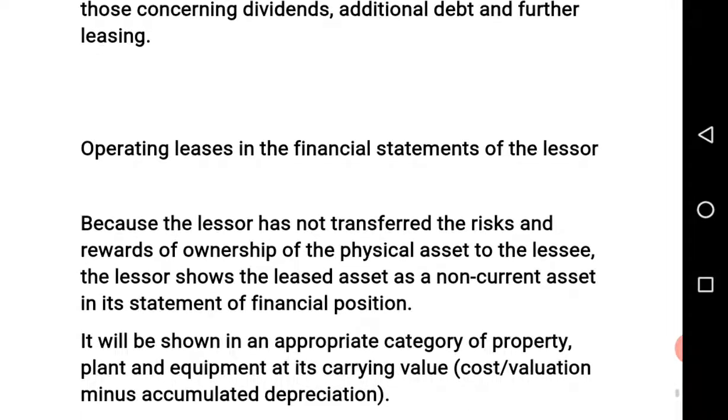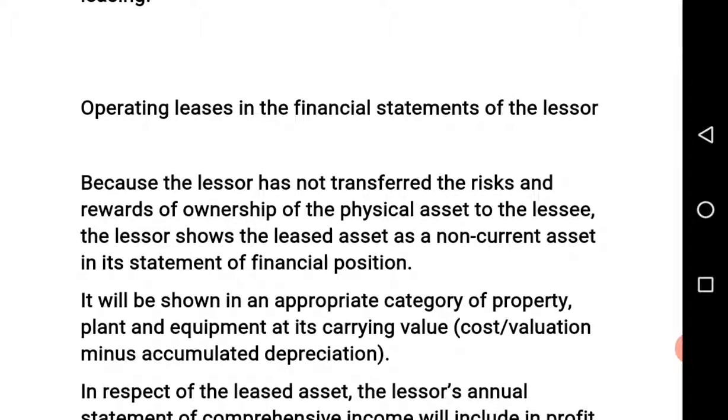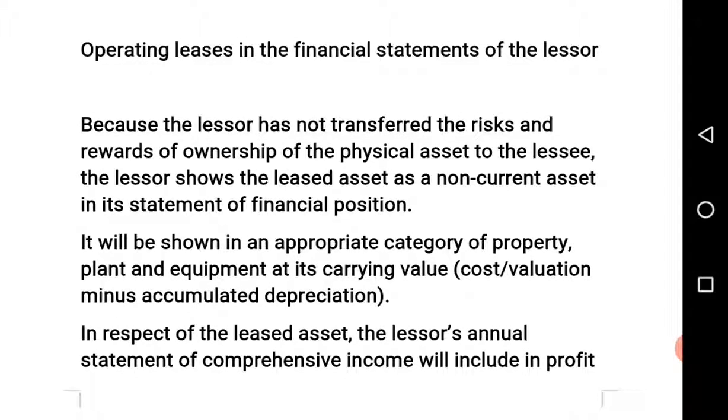It goes on to say, operating leases in the financial statements of the lessor. Because the lessor has not transferred the risk and reward of ownership of the physical assets to the lessee in the operating lease, the lessor shows the leased assets as a non-current asset in its statement of financial position. Now in a finance lease, it's the lessee that shows the assets in its books, while in an operating lease, it's the lessor that shows the assets in its books.